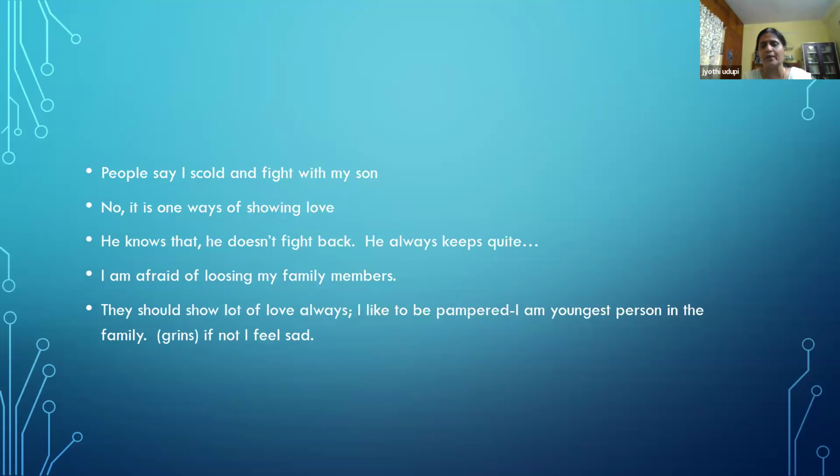People say I scold and fight with my son. No, it is one way of showing love. He knows that he doesn't fight back. He always keeps quiet. I am afraid of losing my family members. They should show a lot of love always. I like to be pampered. I am the youngest person in the family. If I can hear one sound from him, fine. If not, I feel sad.